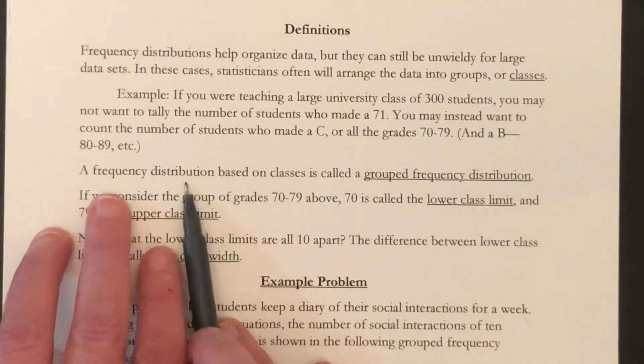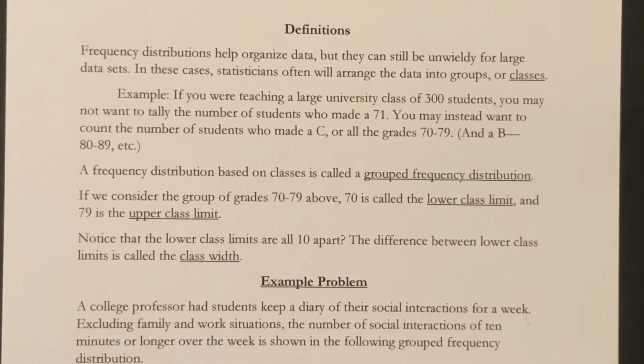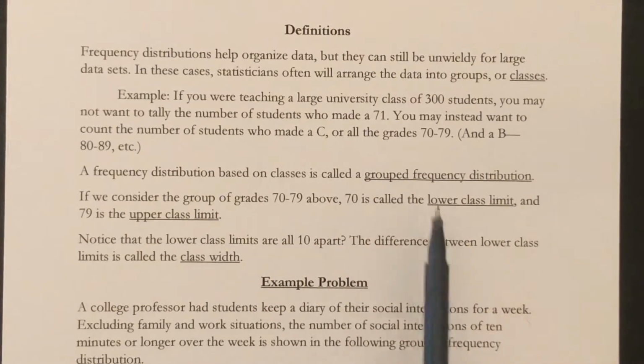A frequency distribution based on classes is called a grouped frequency distribution. It's very similar. We'll work with it more or less the same way, but we do have a couple more little definitions. If we consider the group of grades 70 to 79, 70 is called the lower class limit. It's the lower limit on the edge of that class. And then 79 would be the upper class limit.